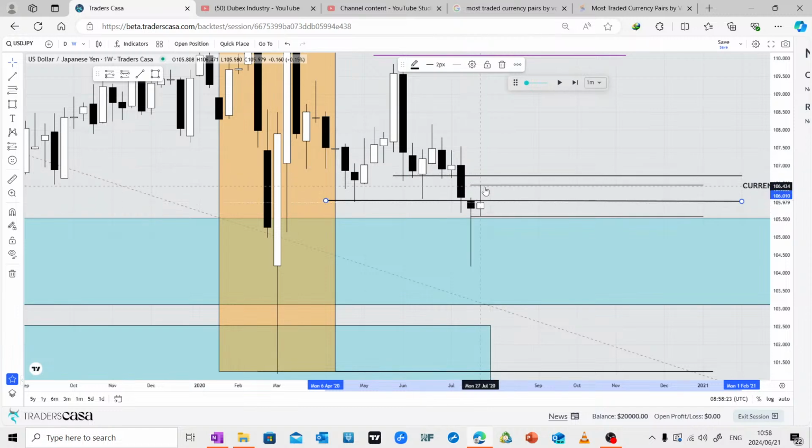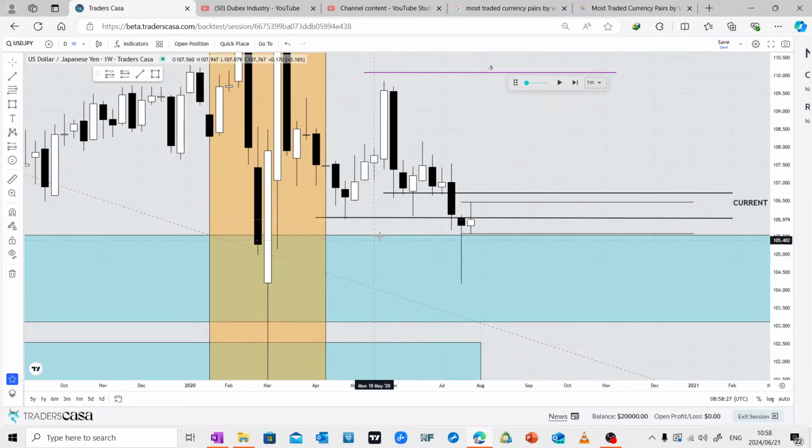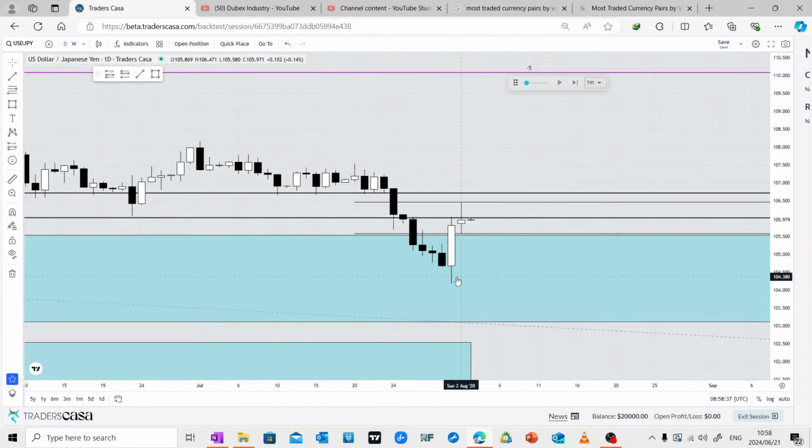But can you see that so far so good? There's been no change of character to the downside. We want to see a change of character to the upside, then we know that we're in. So possibly we can see something there. And now the only way we can see more information is by going into the daily time frame.